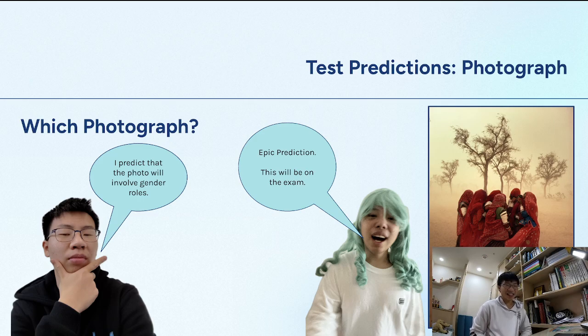I predict that the photo will involve gender roles. That's my final prediction. And Daniel thinks that this particular picture of an Indian woman sheltering from a dust storm might come up. So yeah, these are our predictions for the exam.